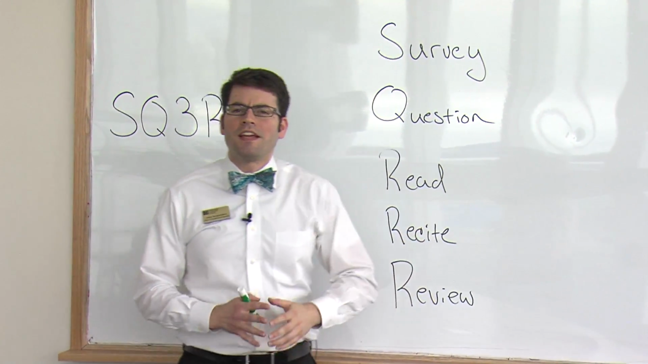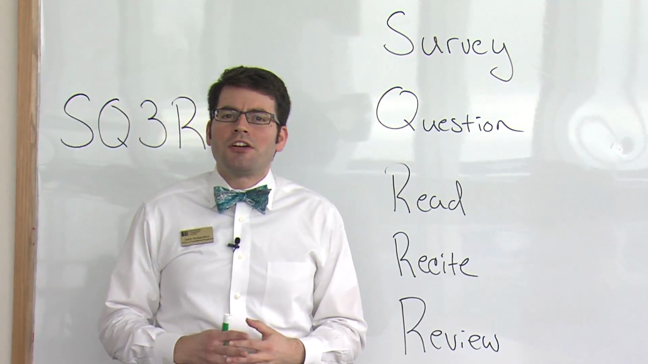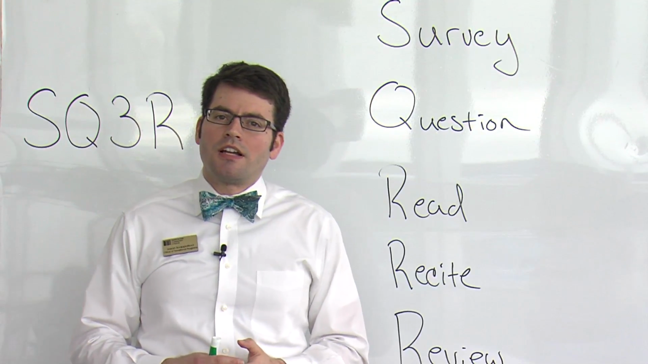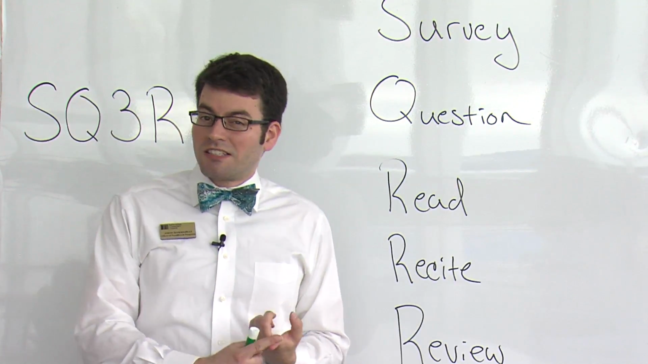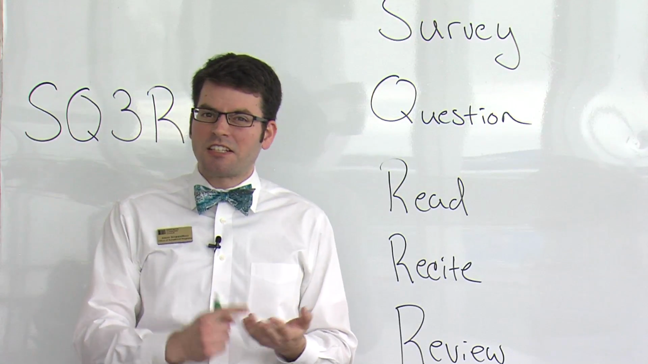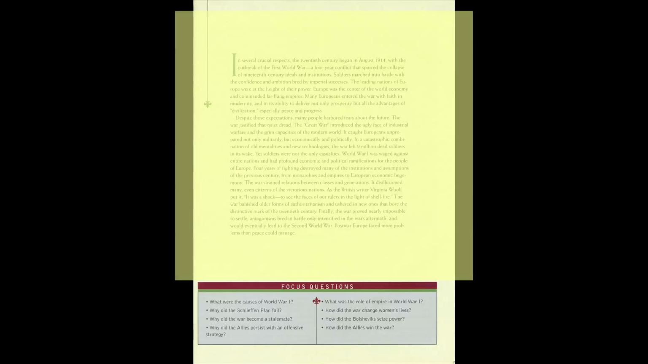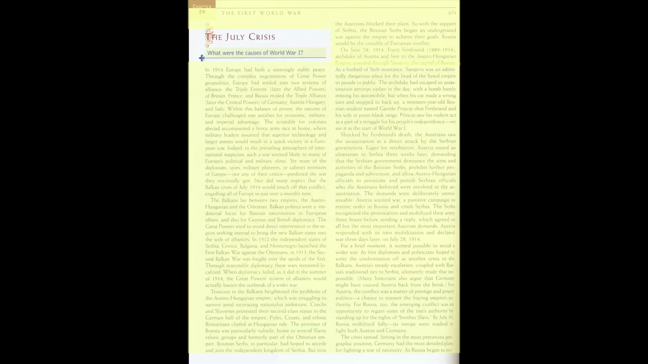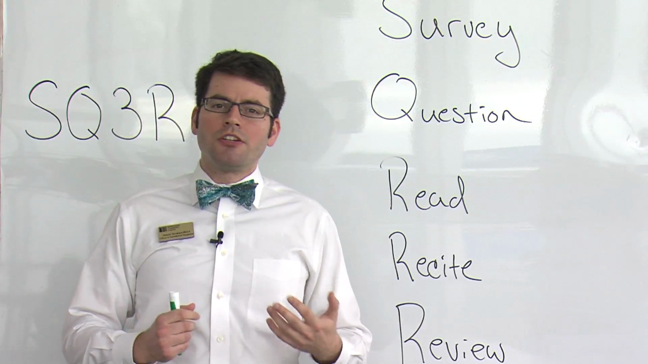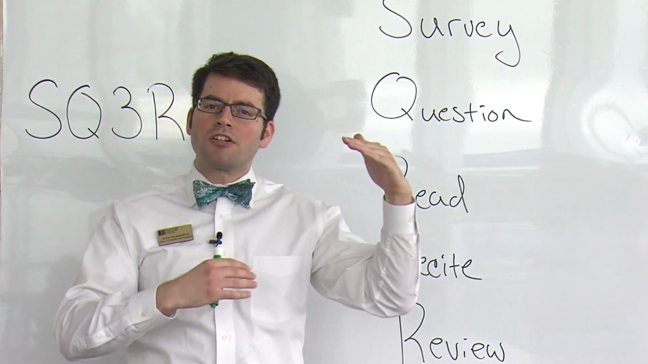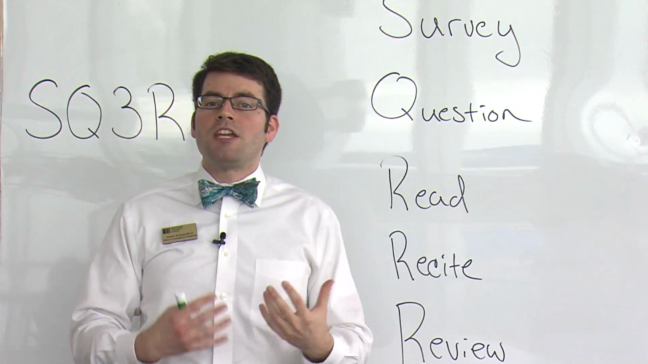So survey. In the survey step, which is going to take between 1 and 3 minutes, you are just going to survey that chapter. When I say survey, that means you're going to read the titles, the headings, and the subheadings of the chapters. You're not going to read any of the large blocks of paragraphs in between all of that. You're just reading the major titles.